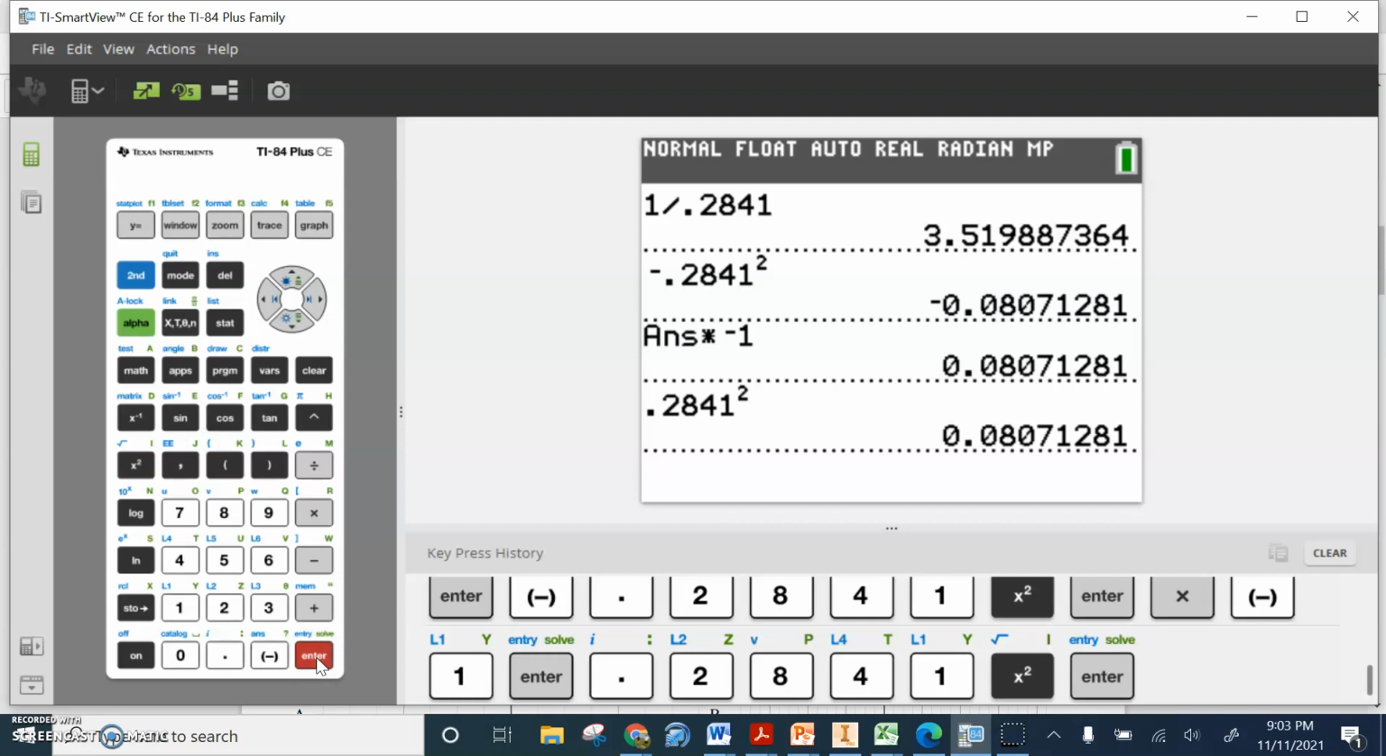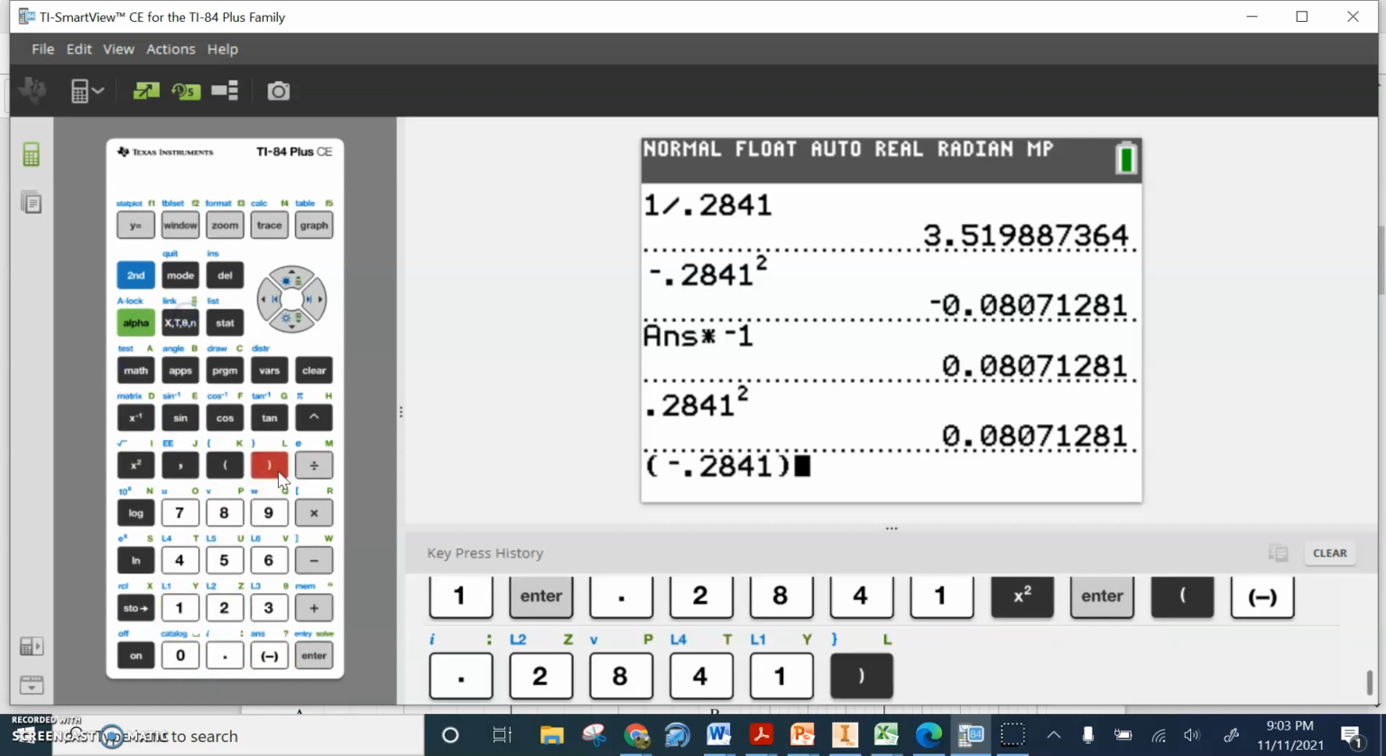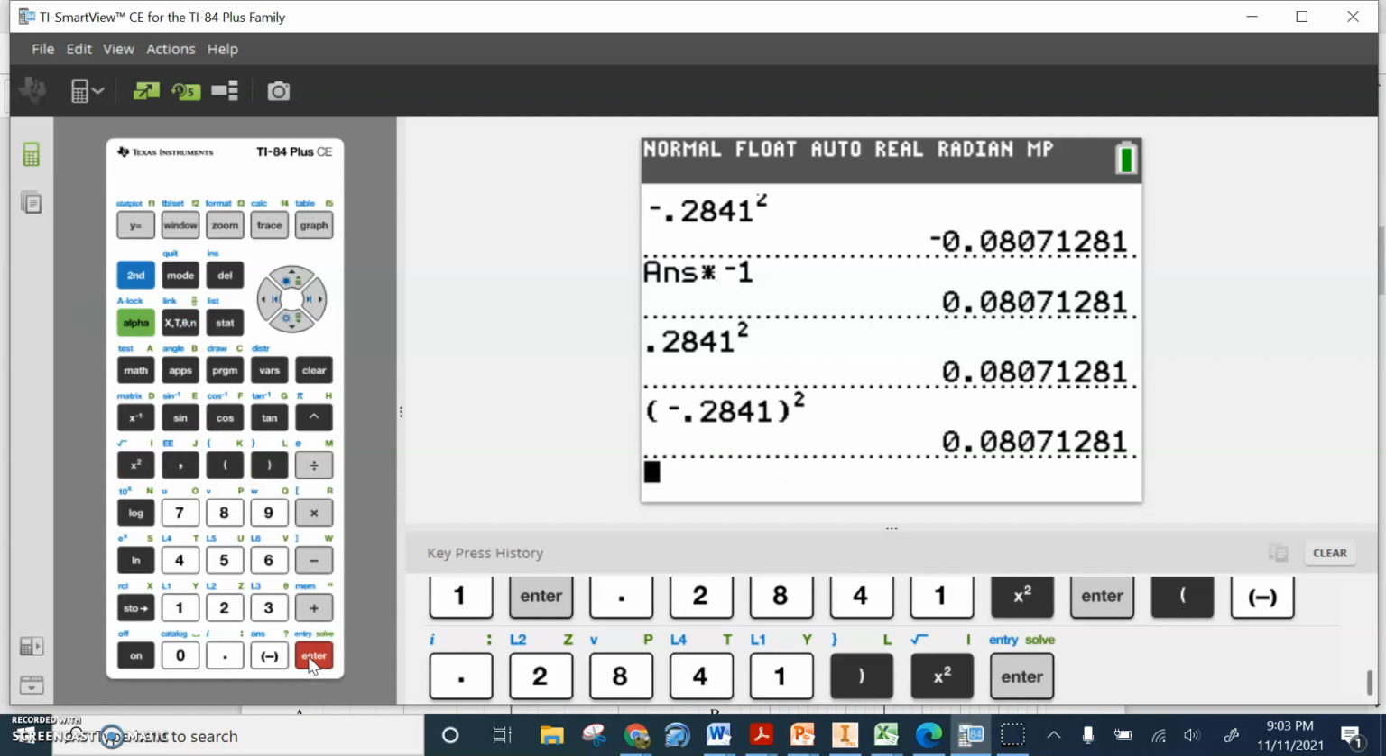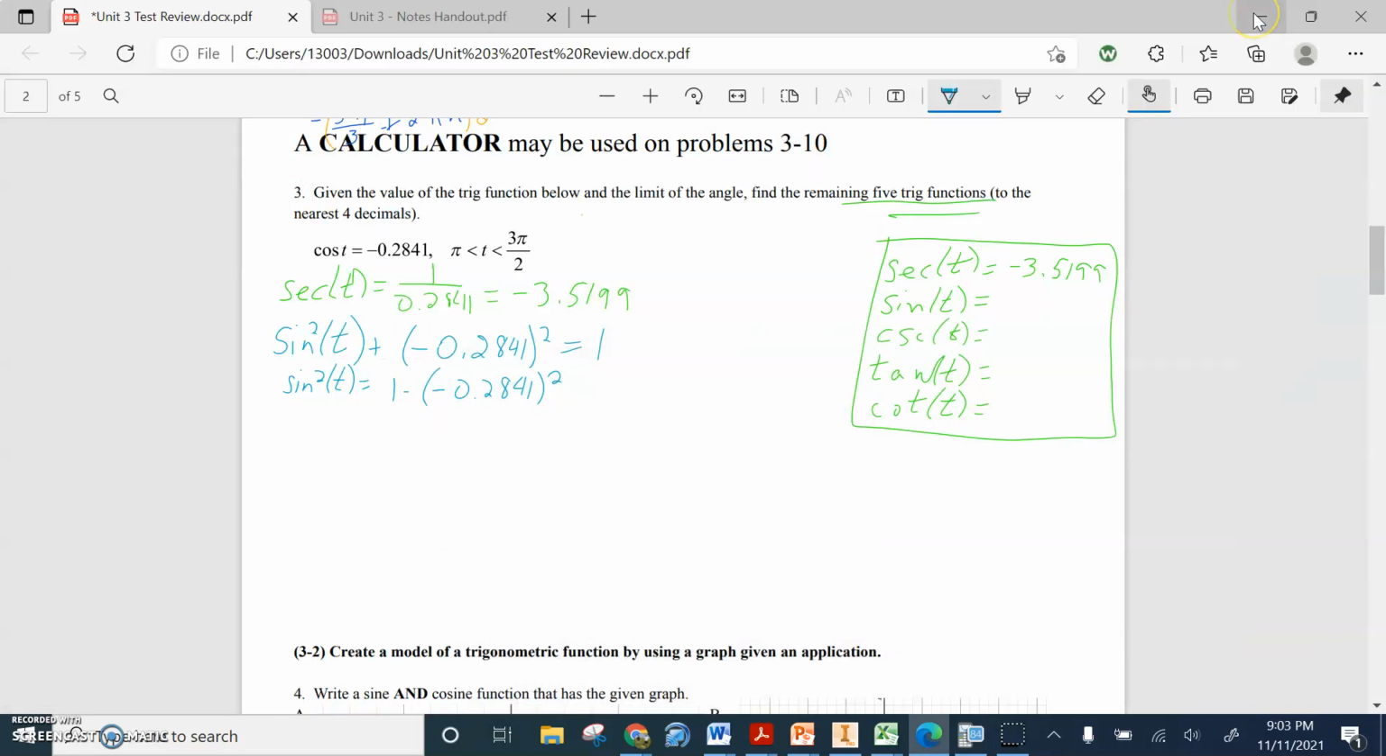The most proper and official way to do this is to put -0.2841 in parentheses, then take the squared. And then your calculator will do the order of operations correctly. So no matter what, we want to make sure we get that positive number. Now, when we look at this, we need to take 1 minus that number squared.